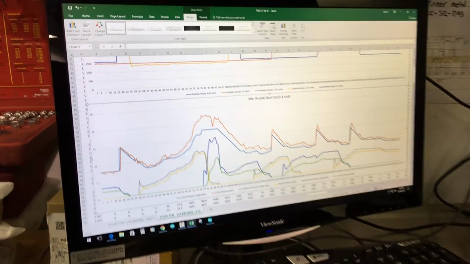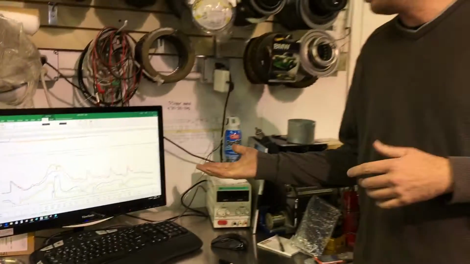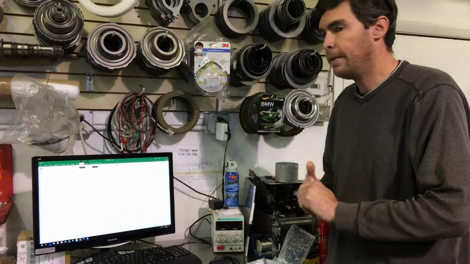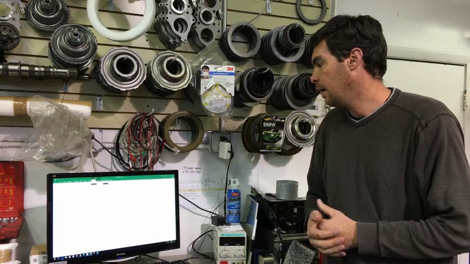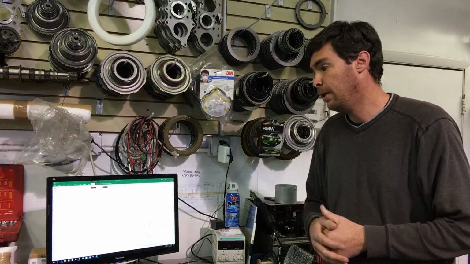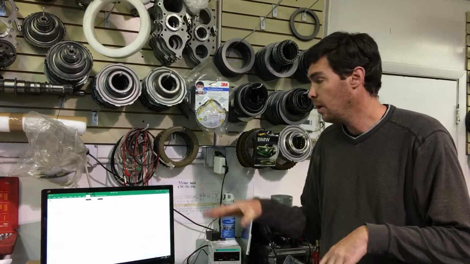So that's about it. That's pretty common. If you have any questions about this stuff and want to send us data logs, we can put it in graph form like this. We can look at it here. I would say probably a good 95% or more of the trans issues we run into, by doing these logs, we can find it pretty quickly and come up with a solid solution to the issue.